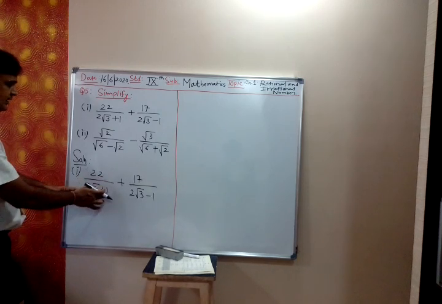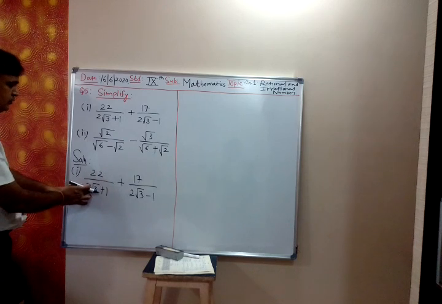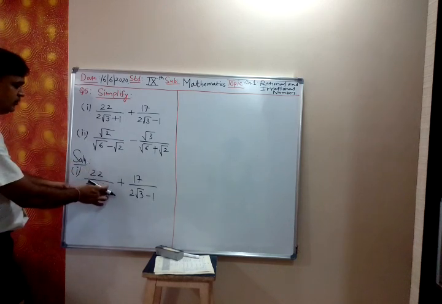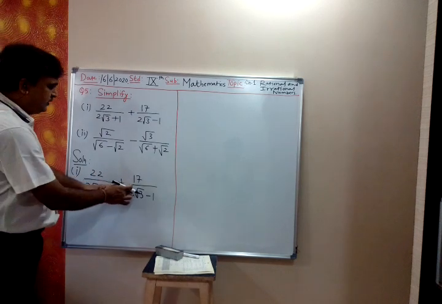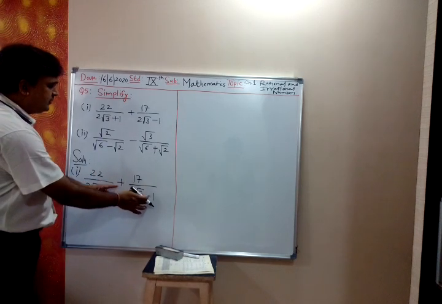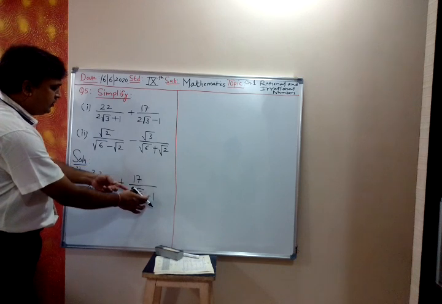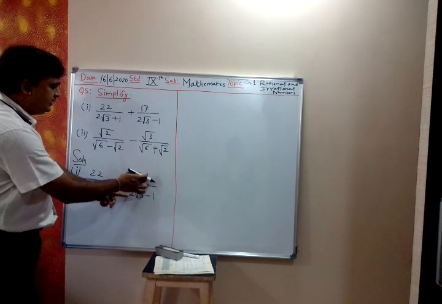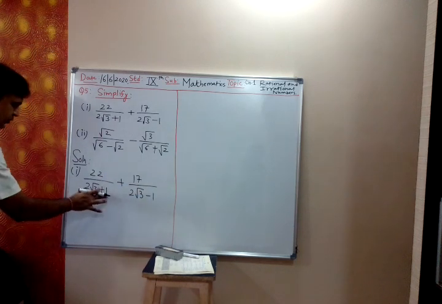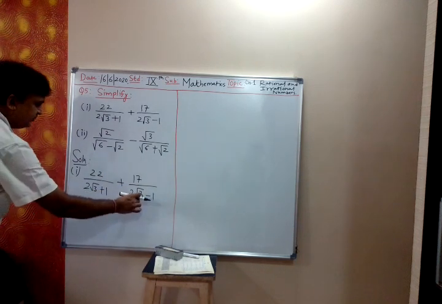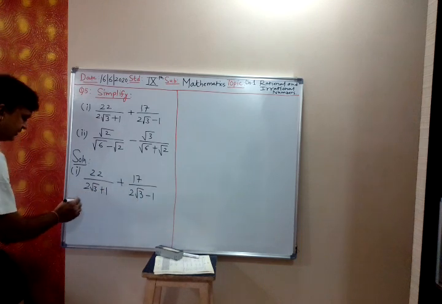So multiply and divide this first term, numerator and denominator, by 2 root 3 minus 1. The second term, the denominator is 2 root 3 minus 1. Rationalize this denominator, so multiply numerator and denominator by 2 root 3 plus 1. So for both the first term and the second term, we rationalize the denominator.